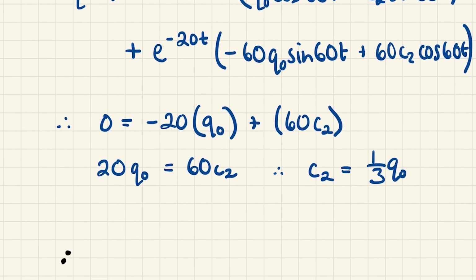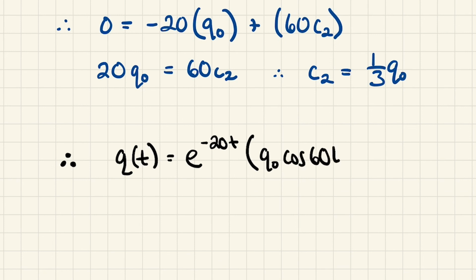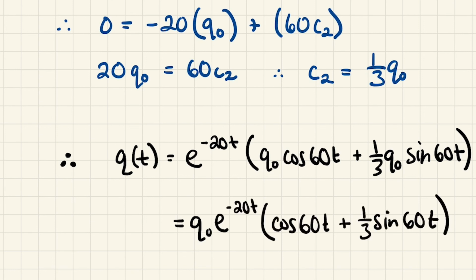And therefore, our final answer is that q, or q of t if you wish, is equal to e to the negative 20t, q naught cosine of 60t plus 1/3 q naught sine of 60t. We should pull that q naught out, so whoever's working with this equation isn't burdened with plugging it in two places. That's much nicer, isn't it? So there's our final answer.